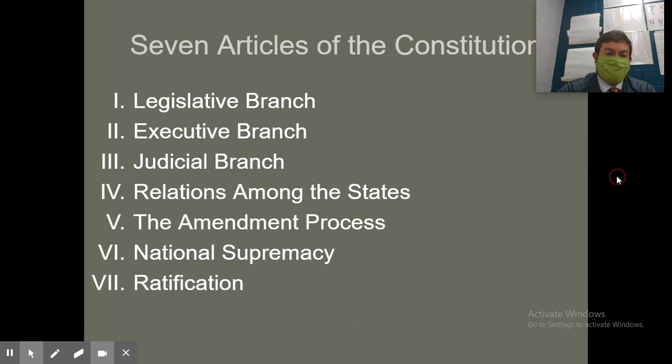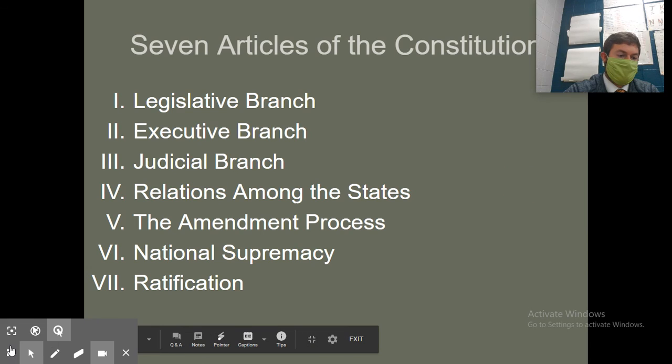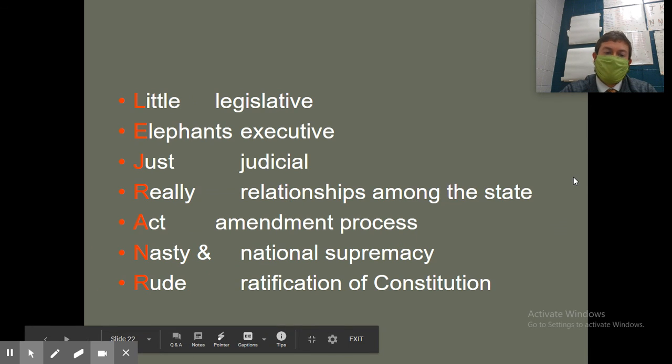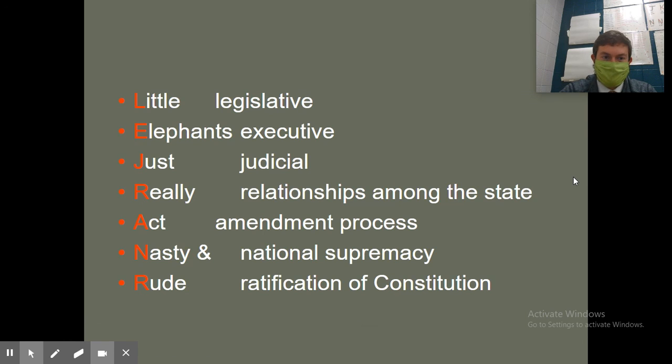This is the acronym or the sentence that goes with it. Little elephants just really act nasty and rude. If you remember, L, legislative, E, executive, J, judicial, R, relationships between states, A, for the amendment process, N for national supremacy, and R for ratification of the Constitution.